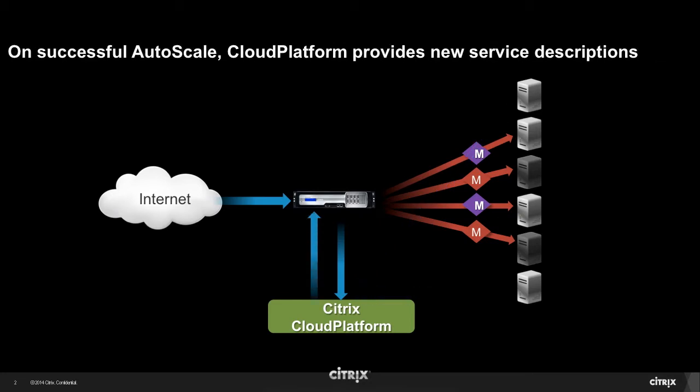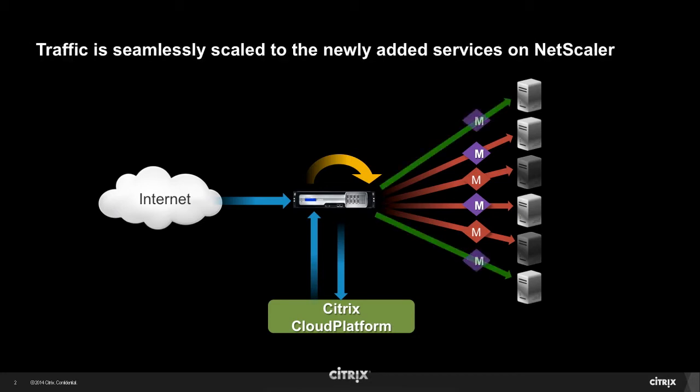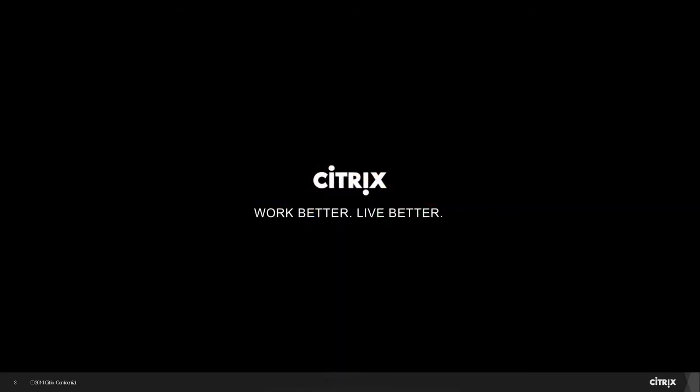Once those workloads are created, Cloud Platform then communicates back to the NetScaler device, informing it of the new IPs and information such as that, so that the NetScaler can then automatically add those resources and bind them to the load balancing policy. Once that's done, they're now part of the load balancing policy. Those users on the internet will automatically start using those resources as web servers based on that policy that's been defined. So let's take a look at this in the real world, and I'll give you a short demo on how this actually works.